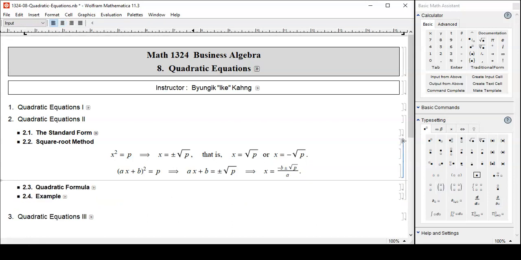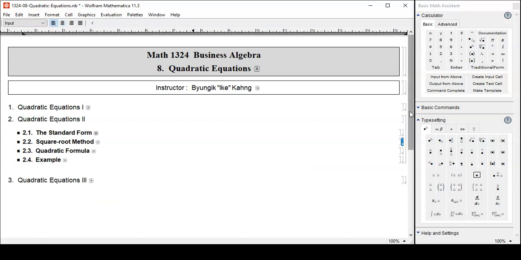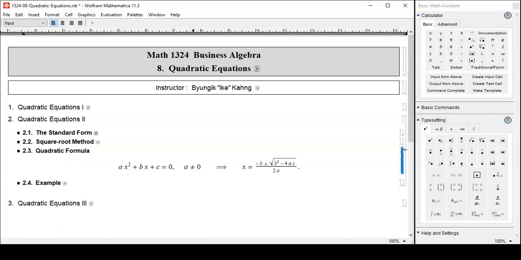Okay, so much for the square root method. Now, the quadratic formula method. This one works for all quadratic equations. Ax squared plus bx plus c equals 0. Then x is negative b plus or minus square root of b squared minus 4ac over 2a. Everybody must memorize this formula.